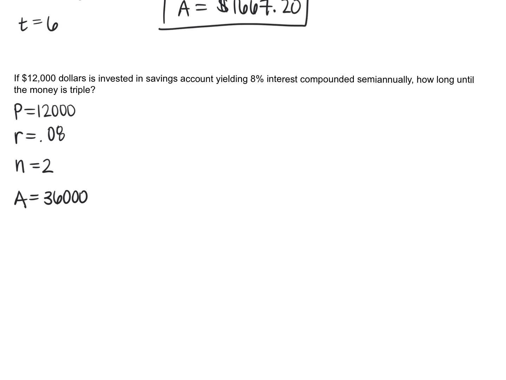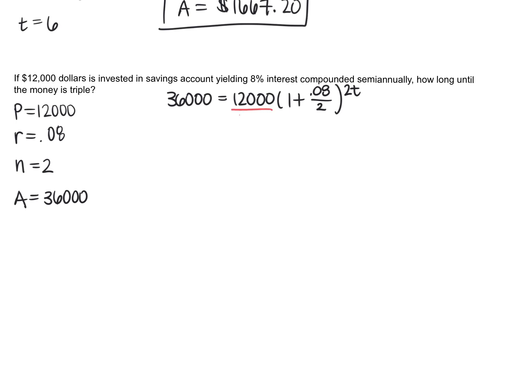$36,000. And the steps are going to be exactly the same as when we solve for our exponent for exponential growth and exponential decay. So we'll have 36,000 equals 12,000, 1 plus 0.08 over 2, and then our exponent 2t. It is a very common thing that I see that people forget the n in the exponent when solving for a future value. So make sure you include n with t when you're solving.